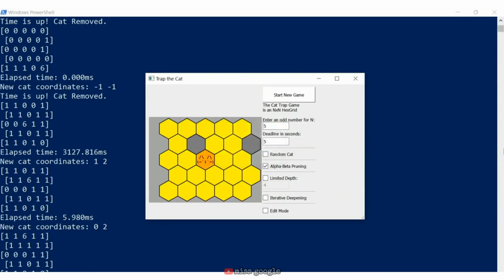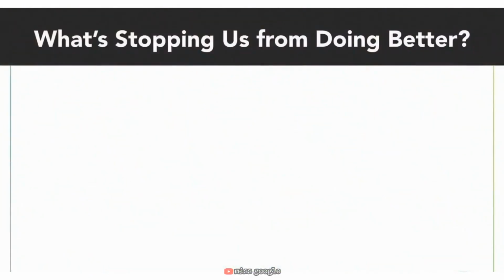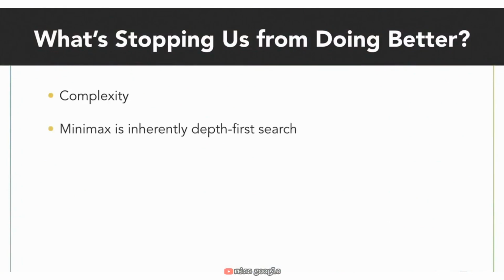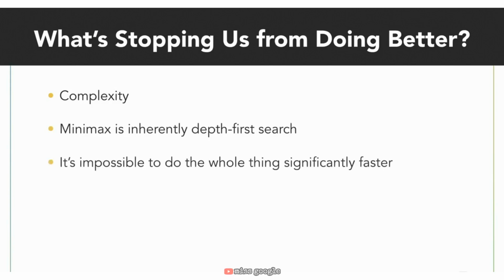Now, although there is very little improvement with alpha-beta pruning, you could see it working right here. We saw the Minimax algorithm fail with a timeout, and the alpha-beta pruning algorithm provide a solution in the allotted time. So let's stop for a moment and ask ourselves what's stopping us from doing better. Well, complexity. Minimax inherently runs on the depth-first search tree traversal algorithm, so it's really impossible to do the whole thing significantly faster. But wait, the fact that we cannot find a perfect solution to this problem in a short time doesn't mean that we cannot find a reasonable solution in a short time.